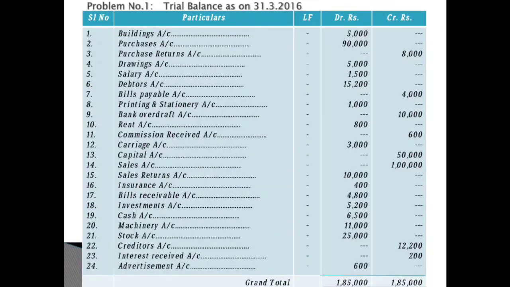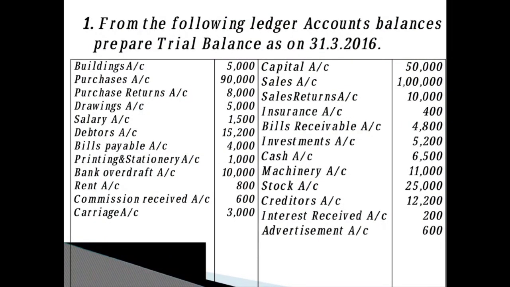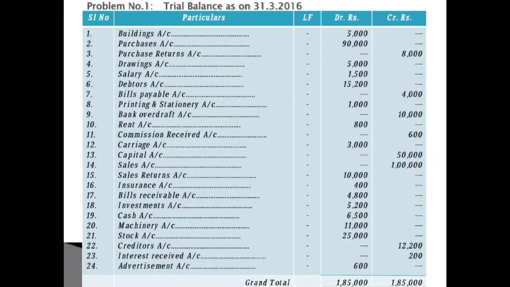Okay, then seventh one, after debtors, bills payable account. Now see, payable is a liability for us. When it is bills receivable it is an asset, when it is payable it is a liability, so it shows a credit balance here. So bills payable account, credit side, you should write 4,000. See, we have recorded bills payable, credit side, rupees 4,000.